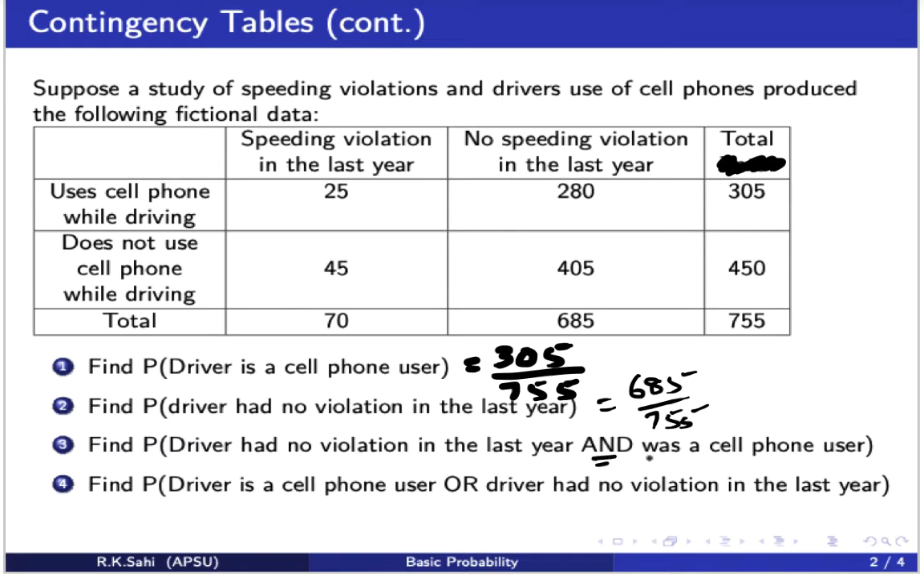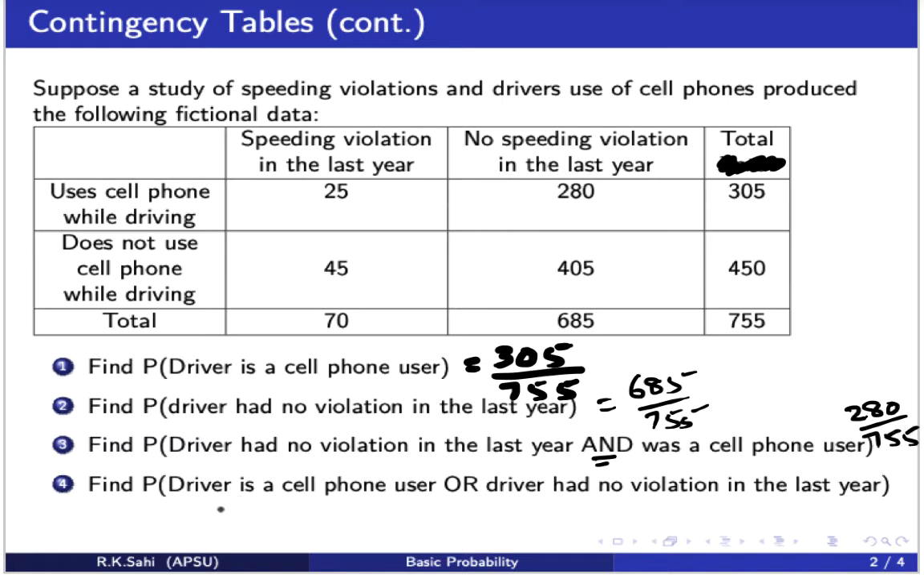Okay, now let's look at the probability that the driver had no violation last year and, remember, it's the common thing, and he or she was a cell phone user. So a driver with no violations, that means no violations here, and a cell phone user, that means we're looking at the intersection of the third column with the second row, which is 280. So the answer here is 280 over 755.